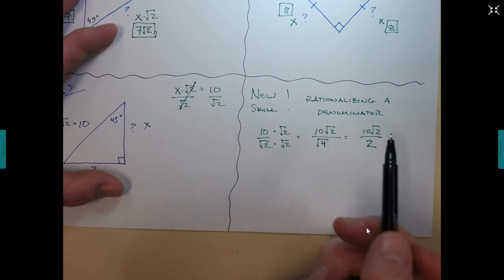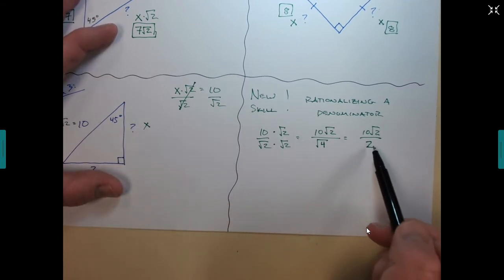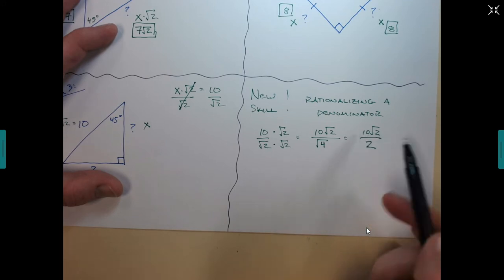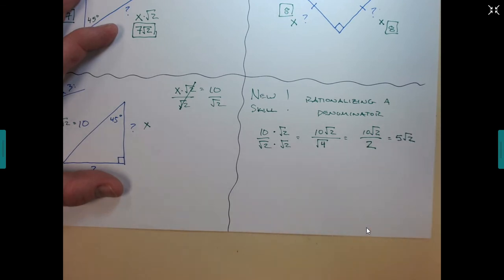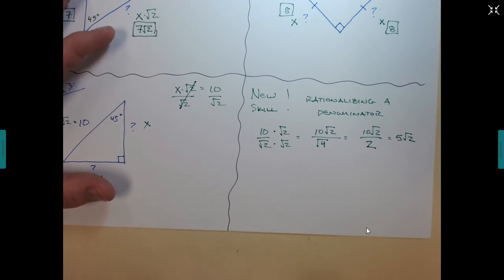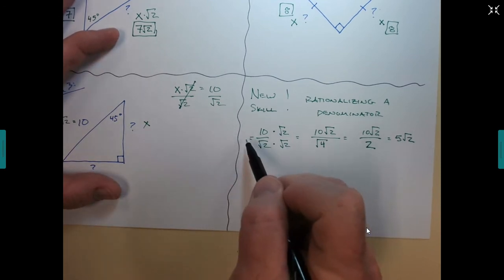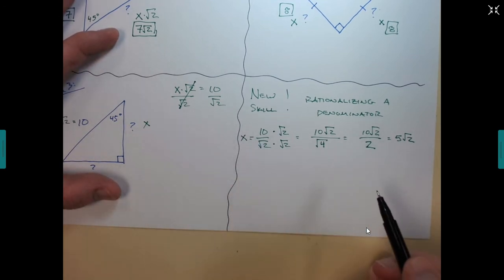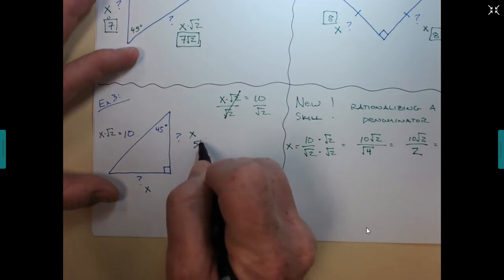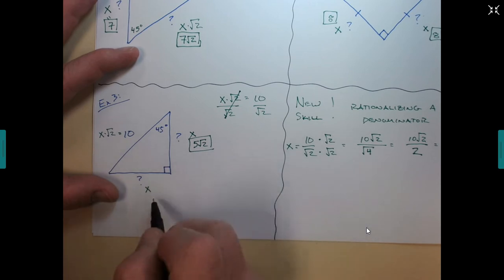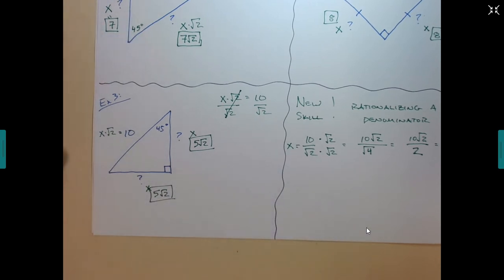The only question is, will this reduce? I cannot divide a 2 into that radical, but I can divide the 2 into the 10. 2 into 10 leaves me with 5, and I still have that radical, 5 square root of 2. So all of that was to find out x. Since I know what x is, now all I got to do is plug it in. 5 square root of 2 and 5 square root of 2.